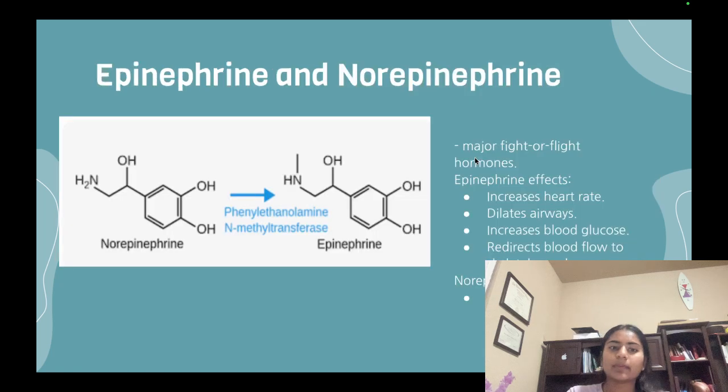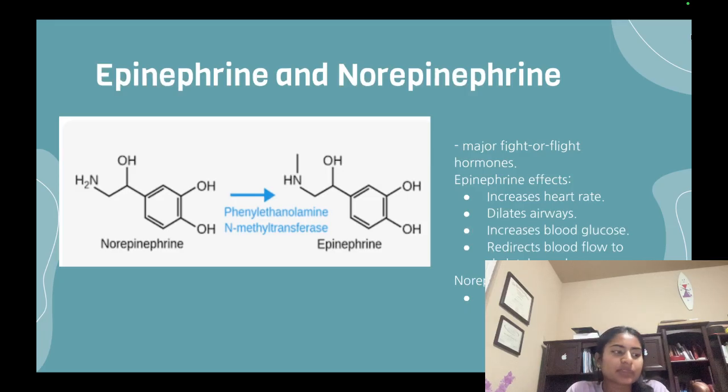We're going to talk a bit about epinephrine and norepinephrine. These are both hormones and neurotransmitters that play a major role in the body's fight or flight responses. They're produced in the adrenal medulla, which is the inner part of the adrenal gland. The adrenal medulla releases them into the bloodstream under the control of the sympathetic nervous system, especially during stress, fear, or anything that requires action, even things like exercise.